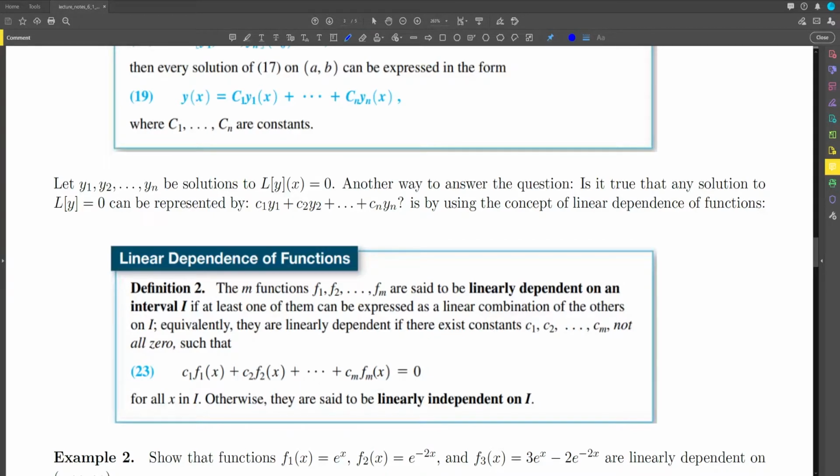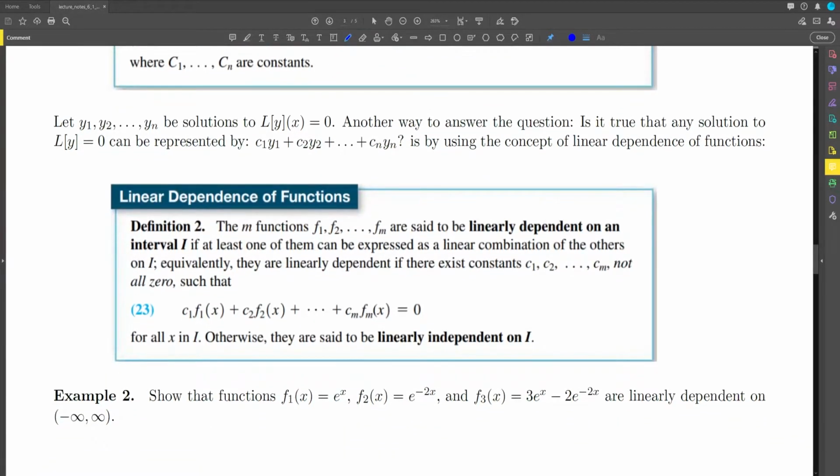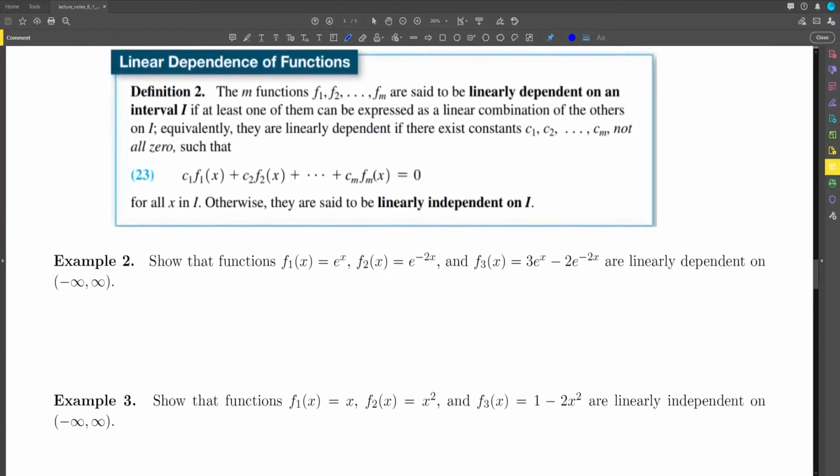Let's take a look at some examples concerning linear dependence of functions. So in our first example, we want to show that the functions f1 of x equals e to the power x, the function f2 of x equals e to the power negative 2x, and the function f3 of x equals 3 times e to the power x minus 2 times e to the power negative 2x are linearly dependent on the interval negative infinity to infinity.